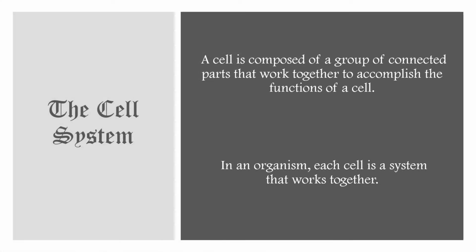A cell is composed of a group of connected parts that work together to accomplish these functions of the cell. In an organism, each cell is a system that works together.